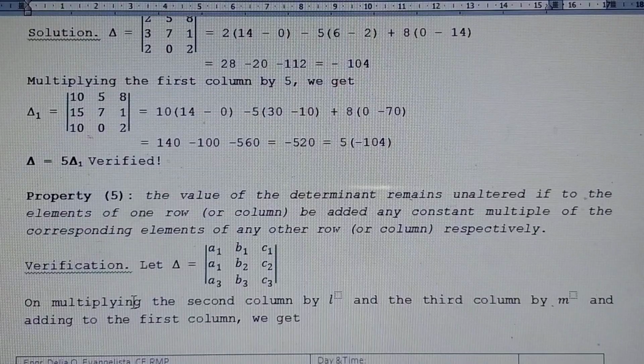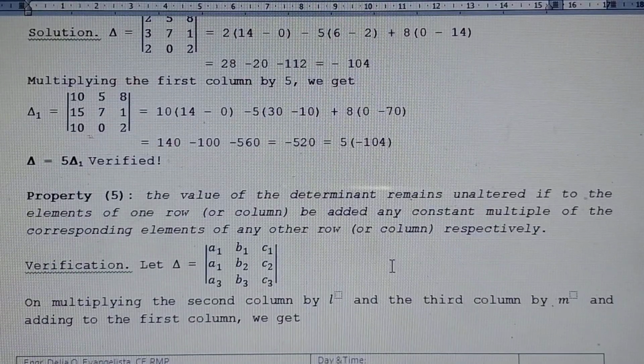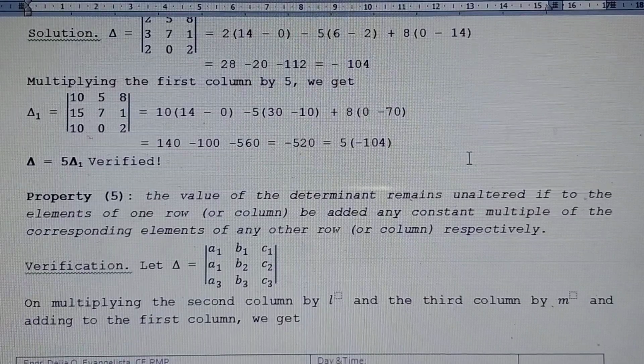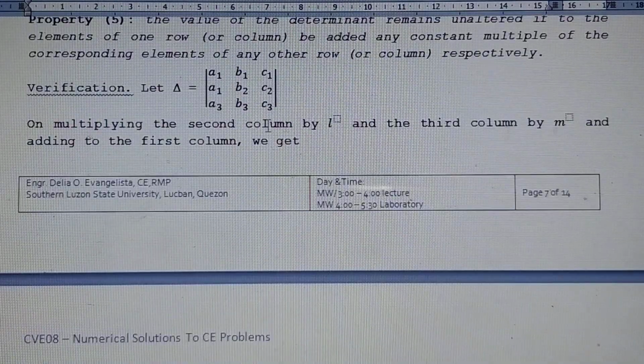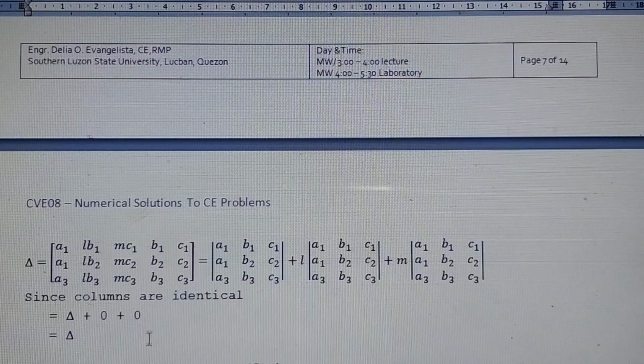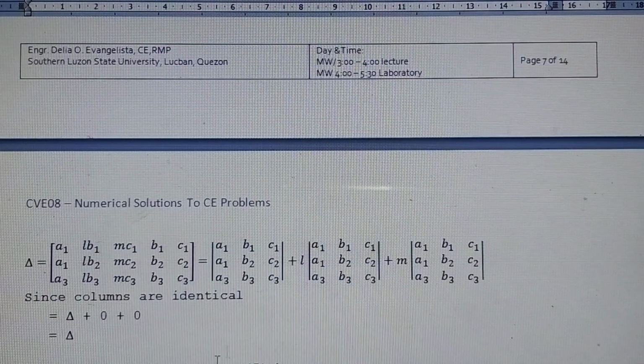Then, number 5 property: the value of the determinant remains unaltered if to the elements of a row or column are added any constant multiple of the corresponding elements of any other row or column respectively. So, ito yung kanyang demonstration. Dito, kapag minultiply daw natin ito, yung any row, tapos ini-add ulit natin, ayun ang kalalabasan niya. Nagkakaroon ng identical, so 0 pa rin yun, so remain, ito pa rin siya.